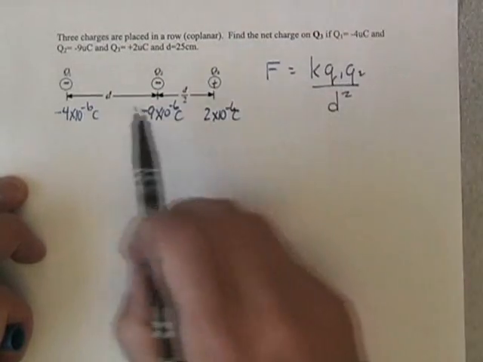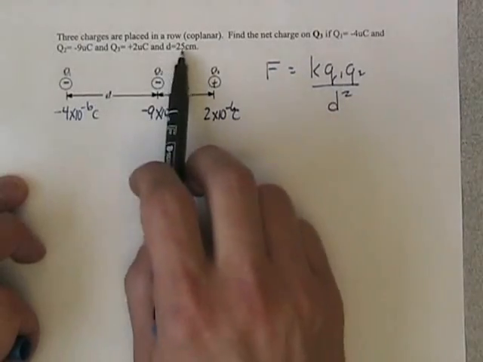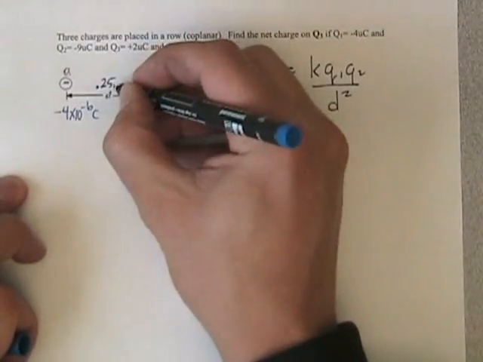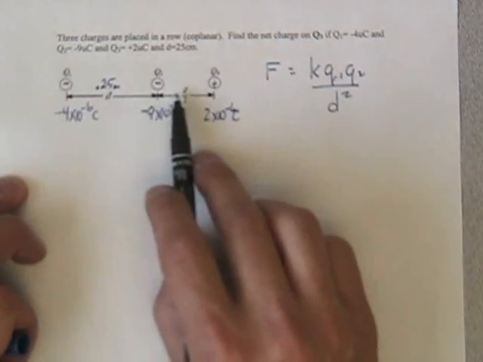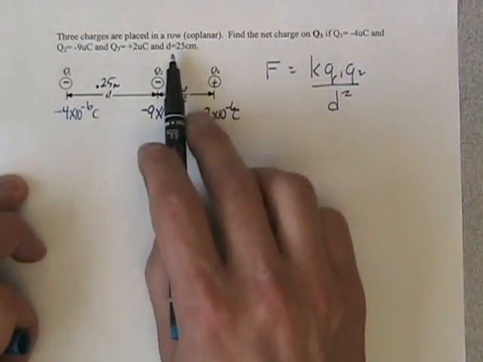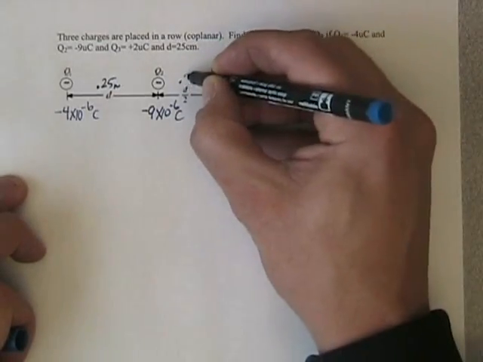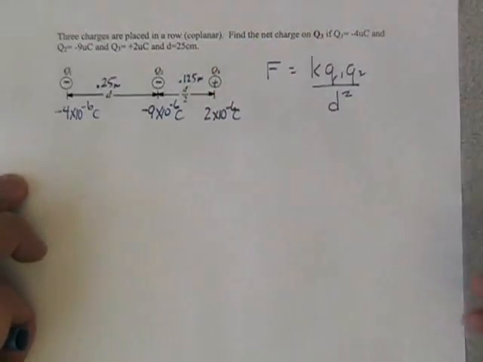So there we go. And we have the distances in between. It says D is 25, so that means that's 25 centimeters, so that's 0.25 of a meter from here to here. And then a little bit of a trick they throw at you is that this is D divided by 2, which means this is 12.5 centimeters, which means it's 0.125 of a meter.